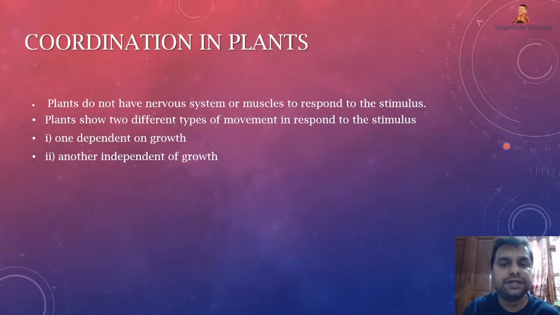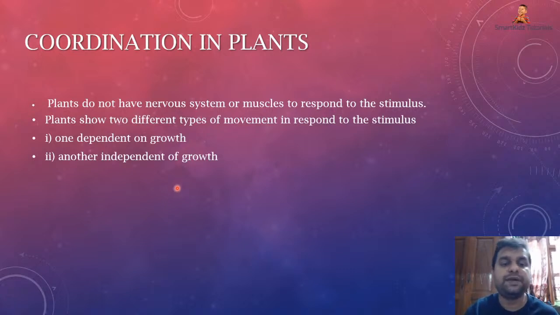Moving on to coordination in plants. So we finished with animals, or mostly we're dealing with humans, so we move further to coordination in plants. And plants, we know, do not have a nervous system or muscles to respond to stimulus like humans. Rather, they show two different types of movements in response to the stimulus: one which is dependent on growth, and the other one which is independent of growth. So let's look in the following slides.